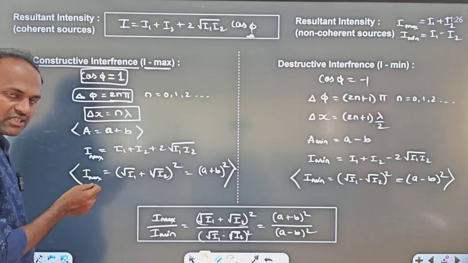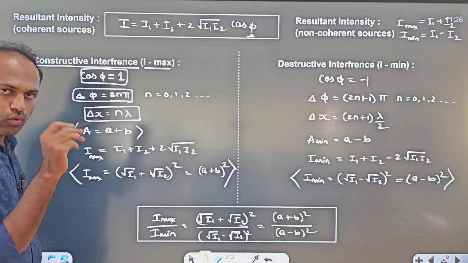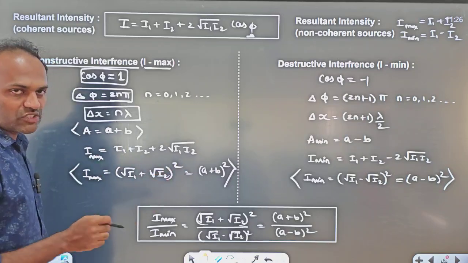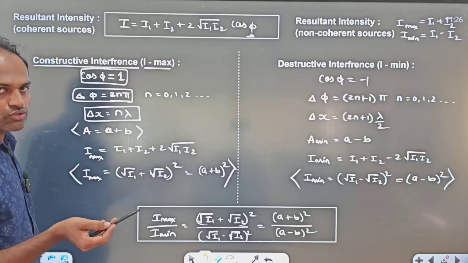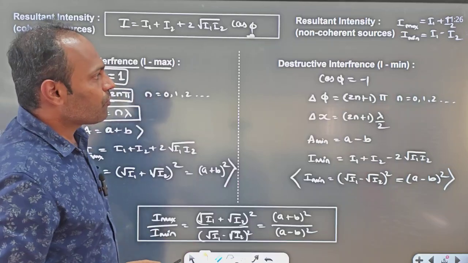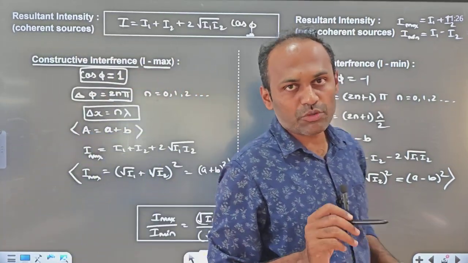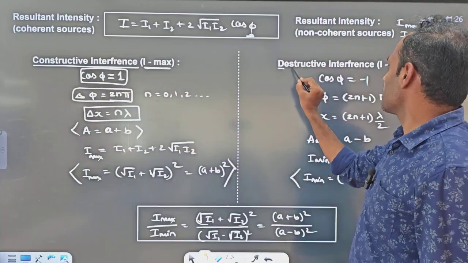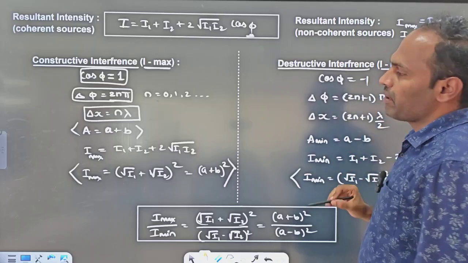So maximum intensity is equal to root of I1 plus root of I2 whole square, or a plus b whole square. A and b are amplitudes of the first wave and second wave. Okay, for destructive interference, intensity has to be minimum.